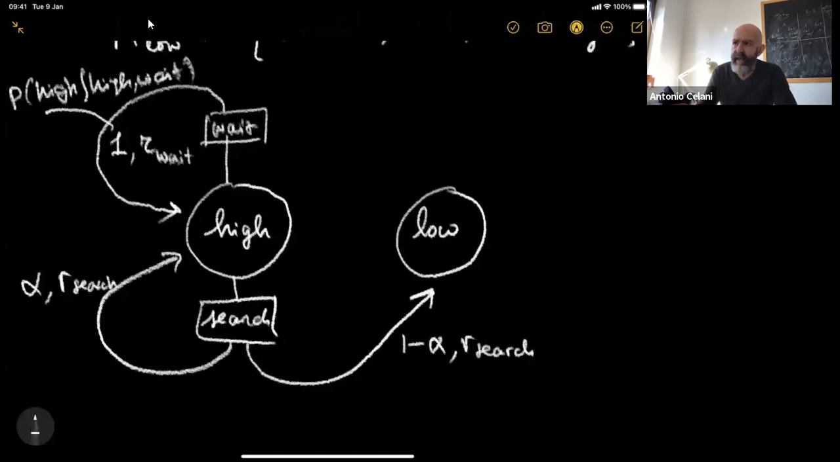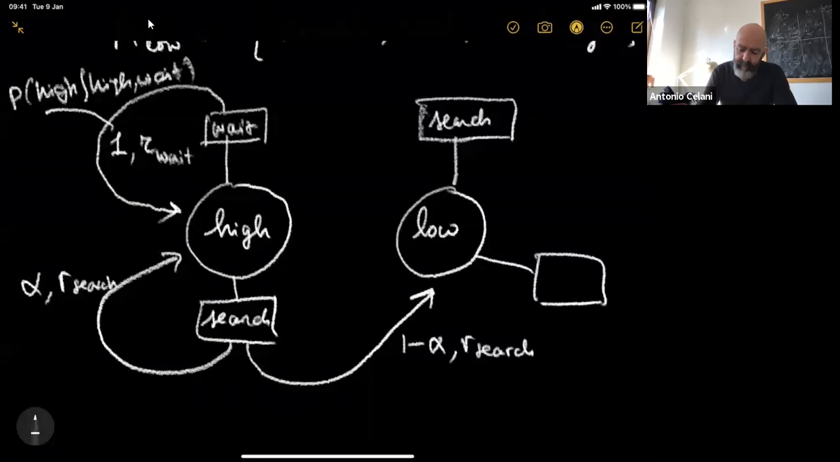And then, okay, now we can go quicker. We can also have the same kind of actions for the low state. So we can search or we can wait. And again, if we wait, certainly we don't get any more battery. So we get with probability one to low and we get the reward R wait.